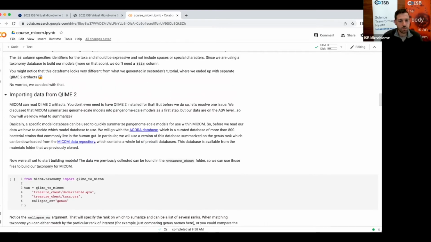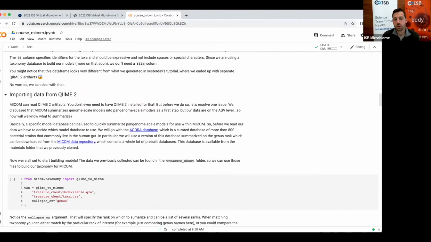So we will import our data here shortly, but before we do, I'd like to touch on that model database that I've been alluding to a few times throughout this course. Basically, what we need in order to build our Mycom models is a database that has pre-curated reconstructions of individual taxa. And then Mycom will scrape that database for the taxa that are present in each one of our samples and use those individual reconstructions in order to construct our metagenome scale metabolic model.